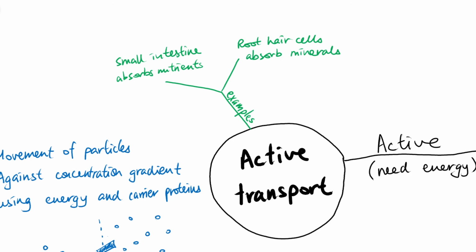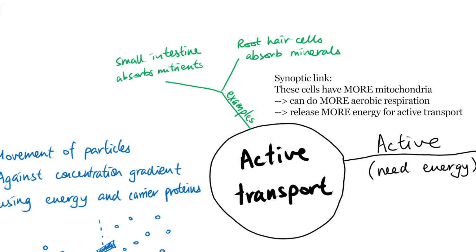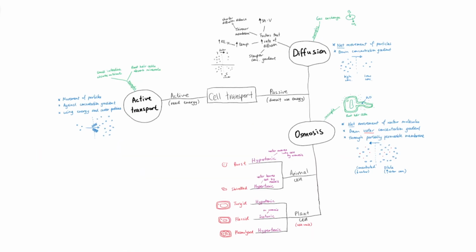In this topic, they quite like to link to other things such as explaining the adaptations of specialized cells. So you can talk about how the cells in the small intestine are specialized to have lots of mitochondria so that they can release more energy for active transport. And the same for root hair cells, of course. So there you have it. These are the 3 transport mechanisms.